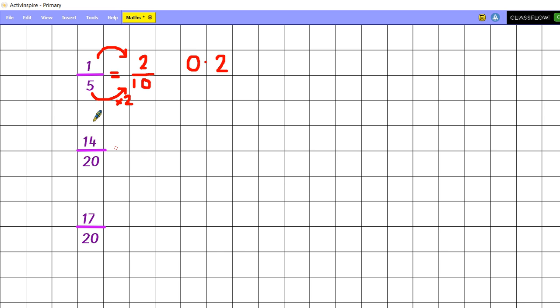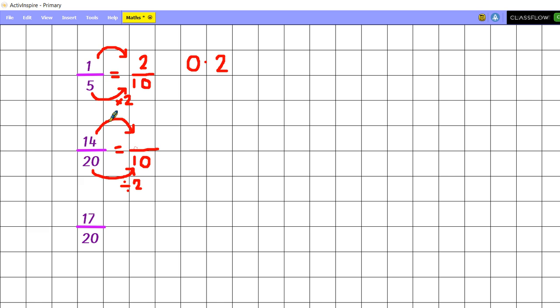What about this one then? I've got 14/20. Now, I could make it as tenths, or I can make it as 100ths. This one, I'm going to make it as tenths because I recognise that to get this to 10, all I've needed to do is halve it, or divide by 2. If I'm dividing by 2 for the denominator, I have to divide by 2 for my numerator.